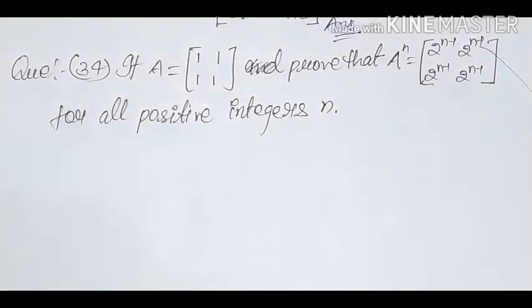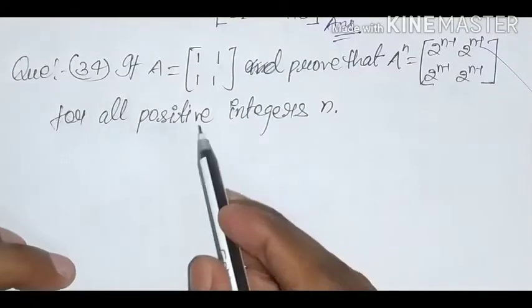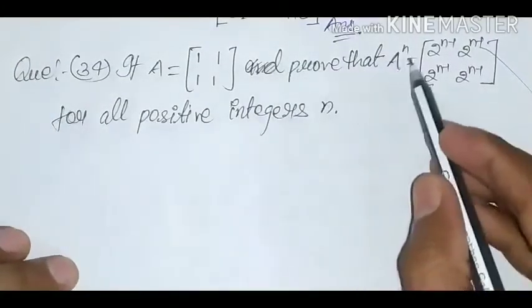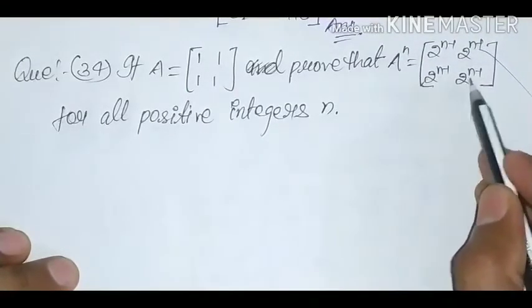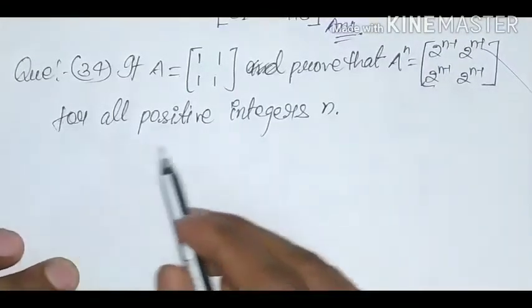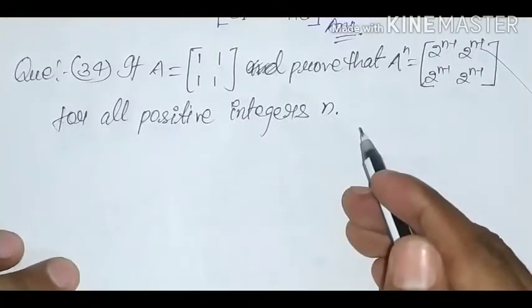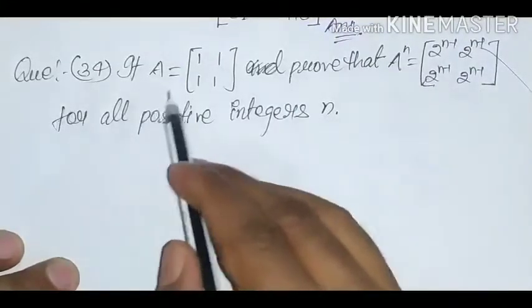A is the 2 by 2 matrix [1 1; 1 1], and we have to prove that A to the power n equals the 2 by 2 matrix with every entry 2 to the power n minus 1, for all positive integers n. We have to prove this if A is given.